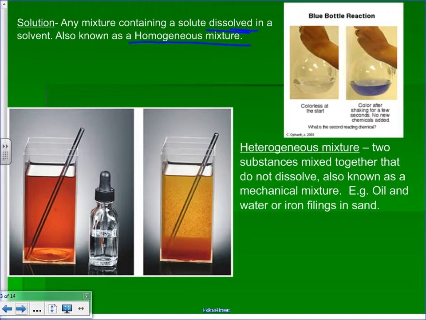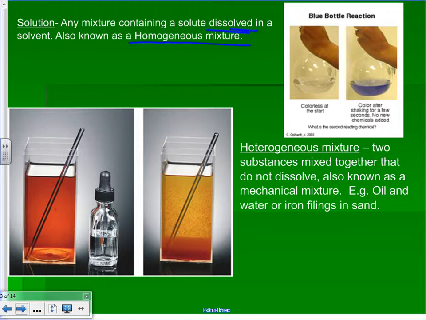Can you pull apart a mechanical mixture or a heterogeneous mixture? You can. Based on some physical property, you can pull those things apart. If I had iron filings and sand, I could separate them with a magnet. I just stick a magnet into the mixture and start swirling it around. Pretty soon I'd have a whole bunch of iron stuck to the magnet, and I'd have sand left over. If I had oil and water, I'd just leave them sit, and eventually their densities would cause them to separate.